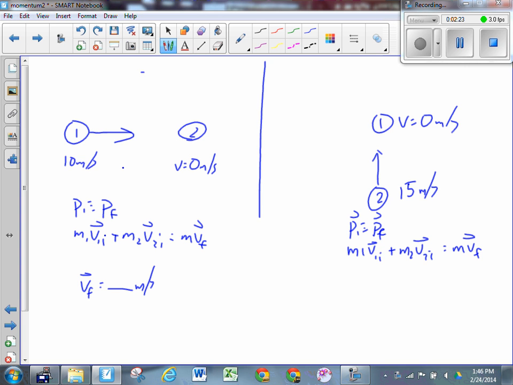Okay, let's go to the next one. M1, don't know, V1i, sorry, is 0, so that disappears. M2 is whatever. V2i is 15. Combined mass times Vf, solve for Vf there. Again, it works out to be whatever. So far, so good? There's nothing new here yet, is there? Okay, this is what we've done for a couple weeks before the break, right? Just straight conservation of momentum.